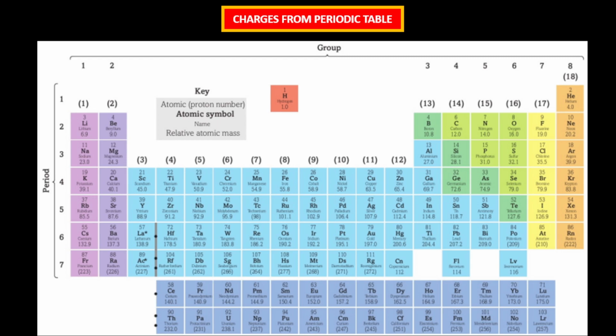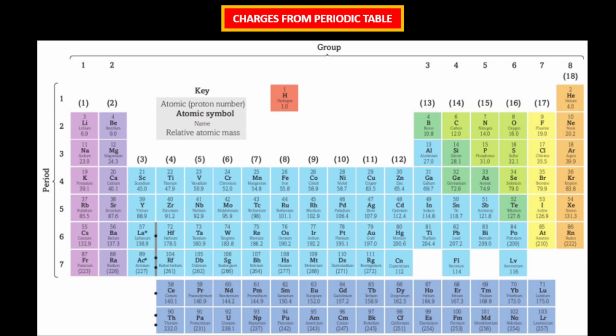Now, if you look at the periodic table, you must be able to draw a line that differentiates between metals and non-metals. If you draw a zigzag line, a staircase here, what you should know is everything on the left-hand side of it are all metals, while everything on the right-hand side of it are called non-metals.